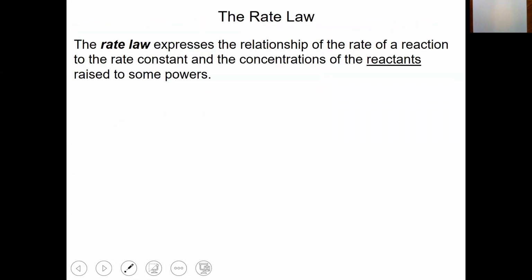So I've already sort of said this, but a rate law expresses the relationship of the rate of the reaction and the rate constant and the concentration of the reactants, definitely reactants, raised to some power. So if I'm given this equation, I can write the following rate law. How do I know this should have been a 2 and that should have been a 1? I don't. I'm just trying to show you what a rate law looks like. A rate law is rate equals k, little k, times the concentration of A squared times the concentration of B to the first power.